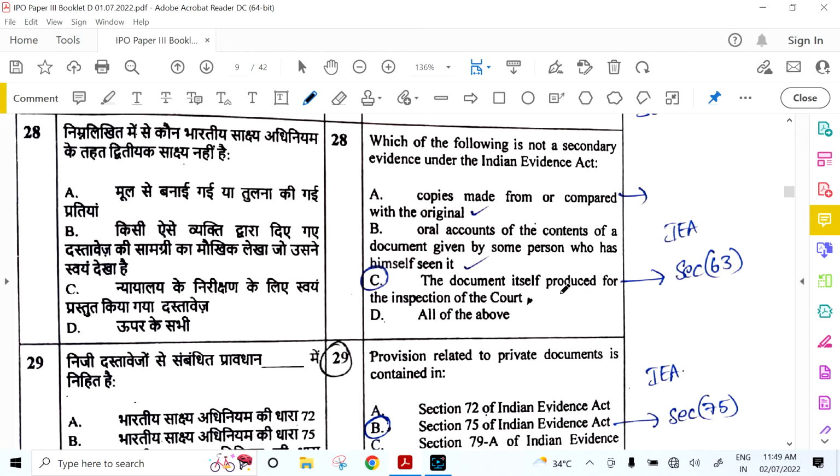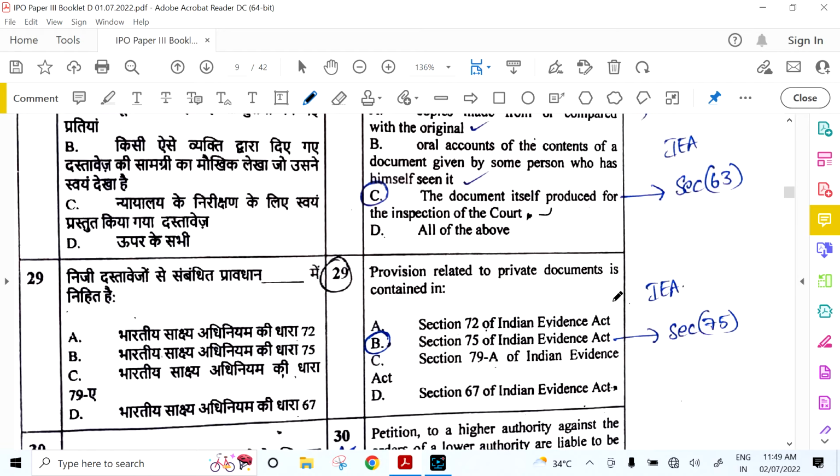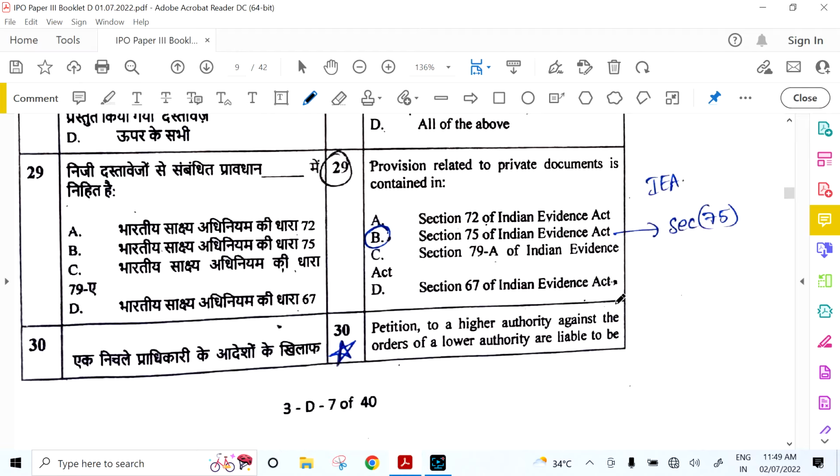Which of the following is not a secondary evidence under the Indian Evidence Act? It is the document itself produced for inspection of the court. That is the answer, under Section 63 of the Indian Evidence Act. Provision related to private documents is contained in Section 75 of the Indian Evidence Act.